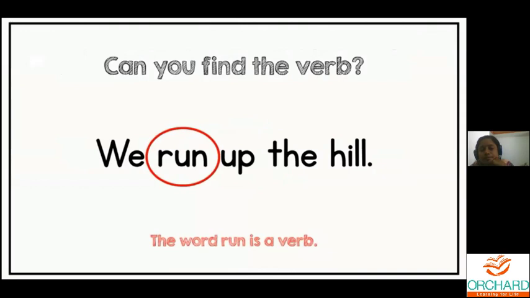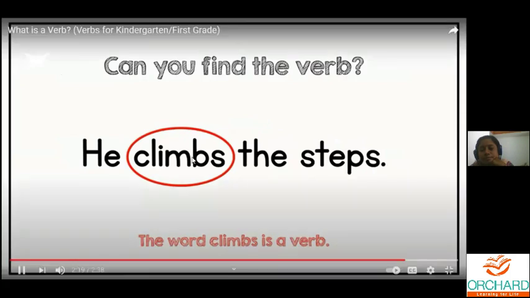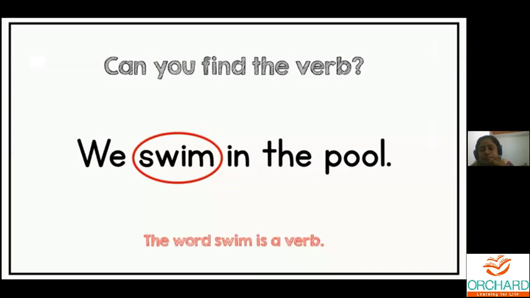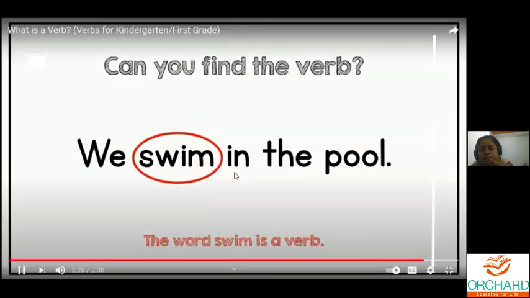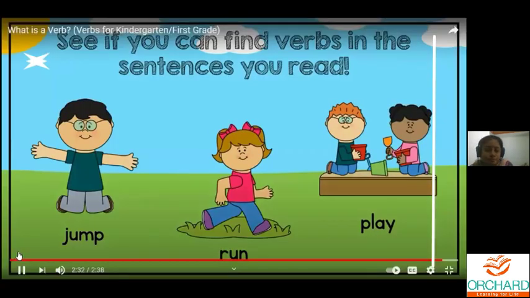We run up the hill. The word run is a verb. He climbs the steps. The word climbs is a verb. We swim in the pool. The word swim is a verb. See if you can find verbs in the sentences you read.